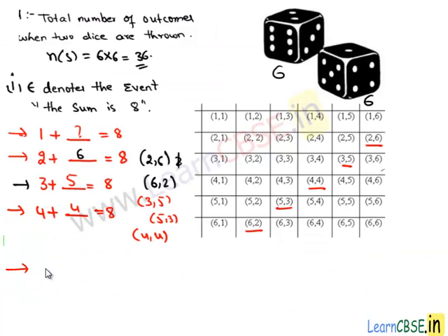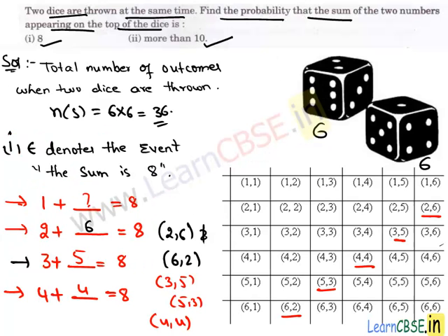So the required probability that the sum of two numbers is 8 is the number of outcomes favorable to event E, which is 5, to the total number of outcomes, which is 36. And then we have to find the probability that the sum of the two numbers appearing on the dice is more than 10. To get the sum more than 10, the sum must be 11 or 12.